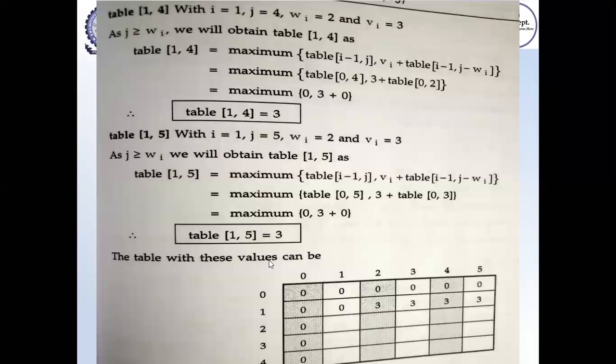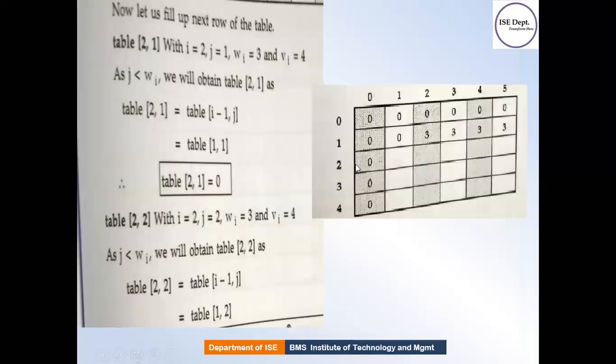Next, move on to the third row. In the third row, we should start with 2 comma 1. Check for j. j is 1, weight is 3. Correct? Which means j is less than wi. So you should go for table of i minus 1 comma j. Clear? So i is 2, 2 minus 1 is 1, 1 comma 1. Table of 1 comma 1 is 0. So this value is 0.